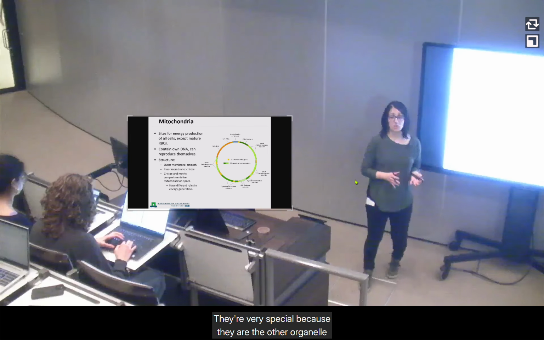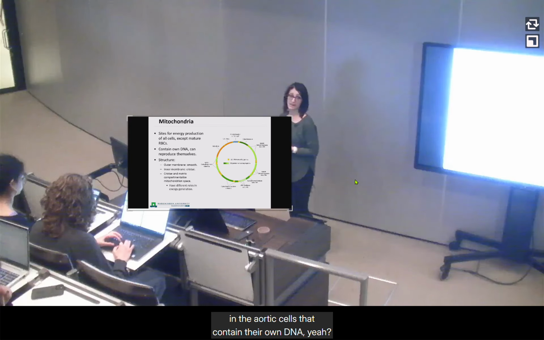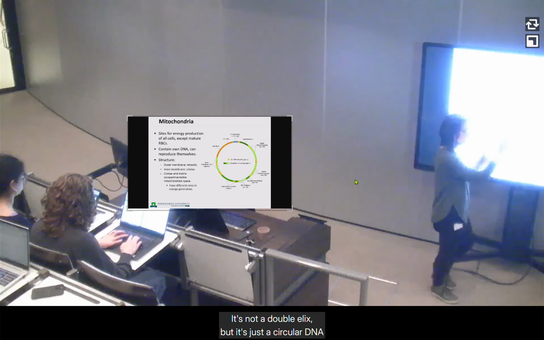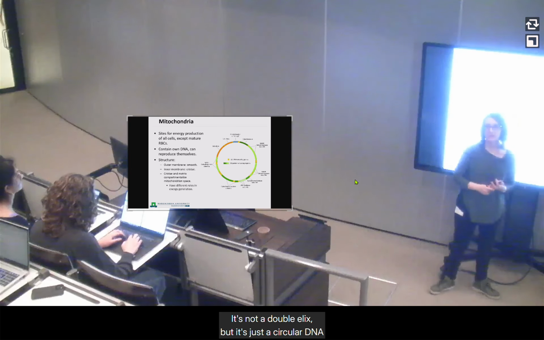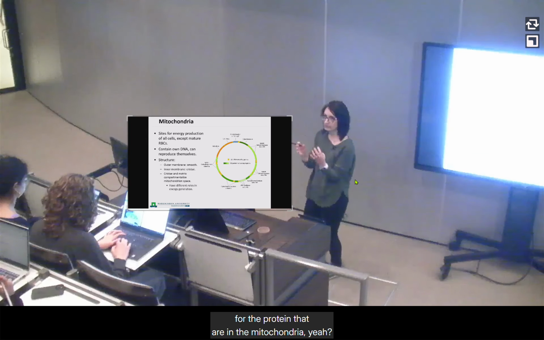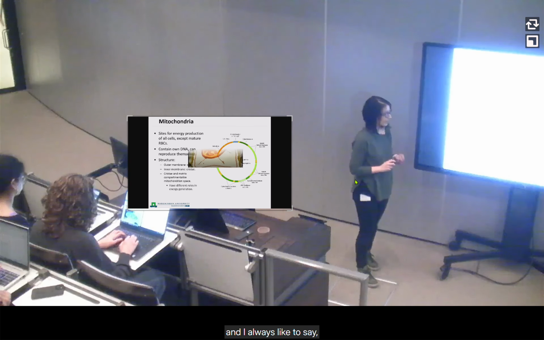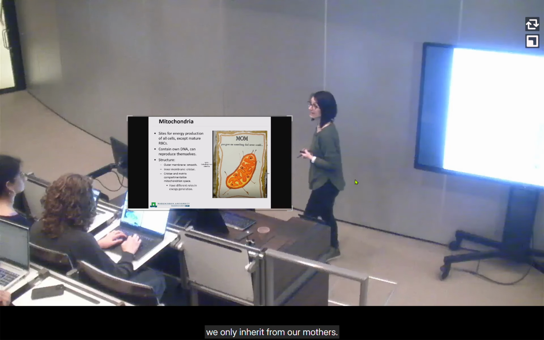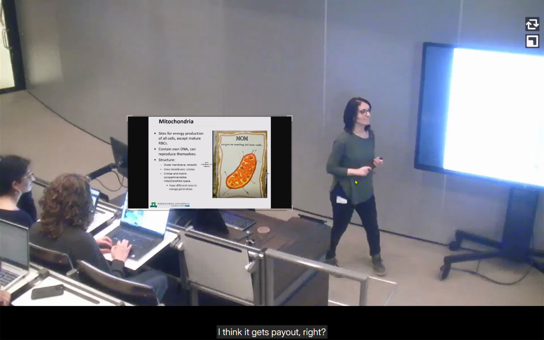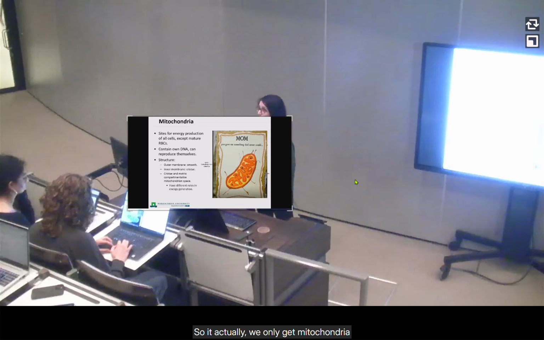They are very special because they are the other organelle in eukaryotic cells that contains its own DNA, yeah? Except the genome, of course. It also looks different. It's not a double helix, but just a circular DNA with very few genes that are for the mitochondria themselves, for the proteins that are in the mitochondria. And I always like to say, we only inherit them from our mothers. So that's really good, at least all the effort of pregnancy gets paid off, right? So actually, we only get mitochondria from our mother's side.